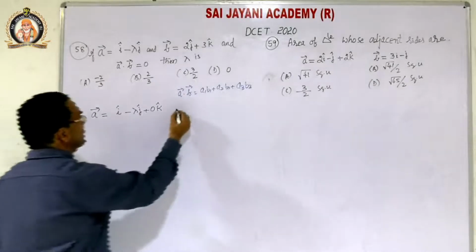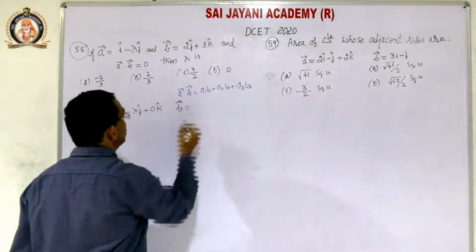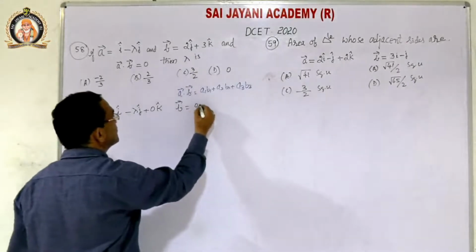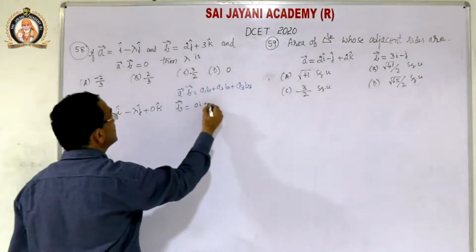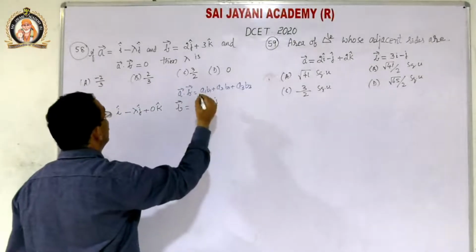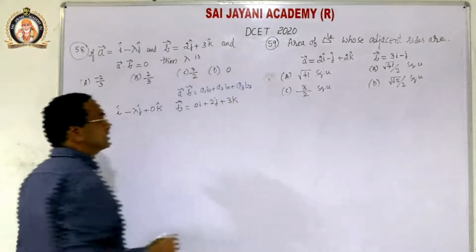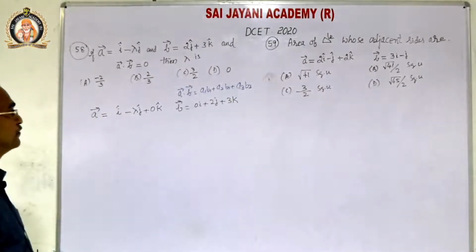And he has given the B vector. What is the B vector? B vector he has given, i is not given, therefore 0 into i plus 2 into j and then plus 3 into k. Is it not? Like that the vectors can be defined.